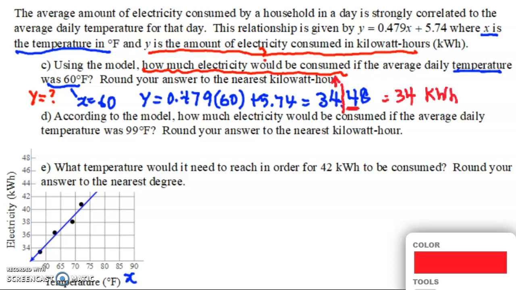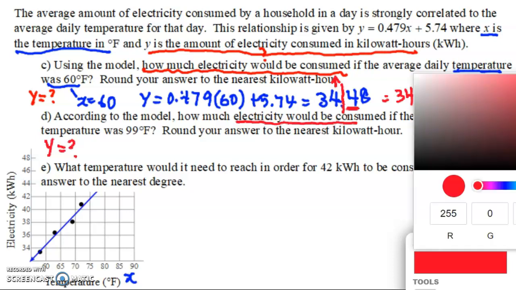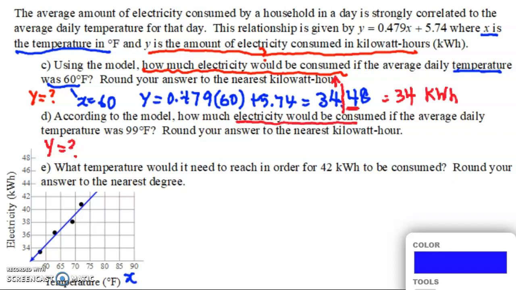All right, then let's try the next problem. According to this model, how much electricity will be consumed? Again, how much electricity will be consumed? That means we are trying to find y, electricity consumed, that's the y value. That's what we want to find out, if the average daily temperature is 99 degrees in this case.